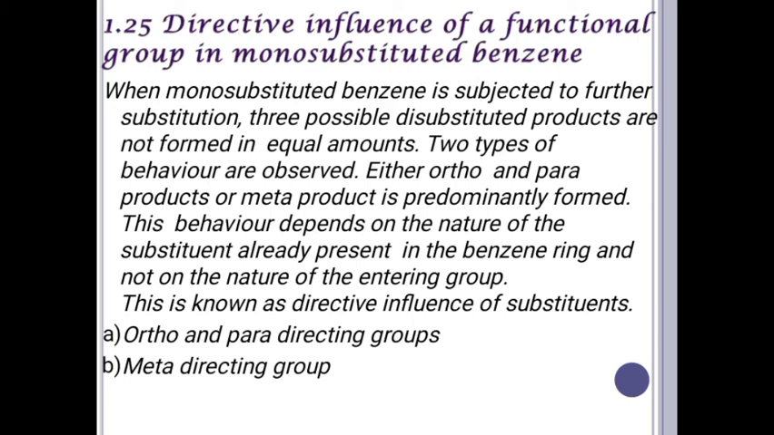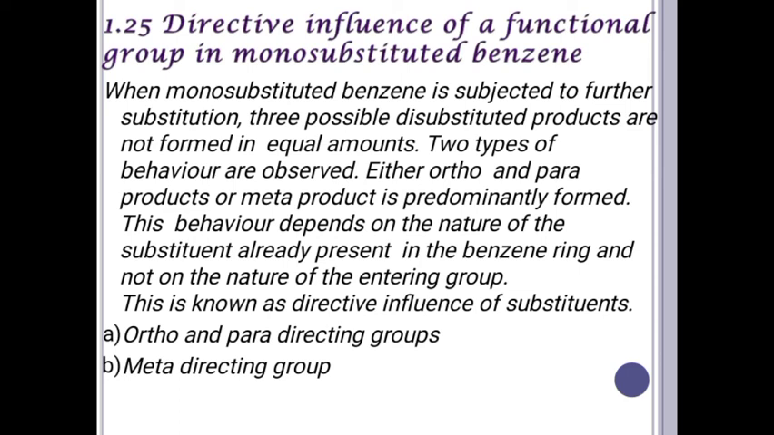When monosubstituted benzene is subjected to further substitution, the 3 possible disubstituted products are not formed in equal amounts. 2 types of behavior are observed: either ortho and para products or meta products are predominantly formed. This behavior depends on the nature of the substituent already present in the benzene ring.